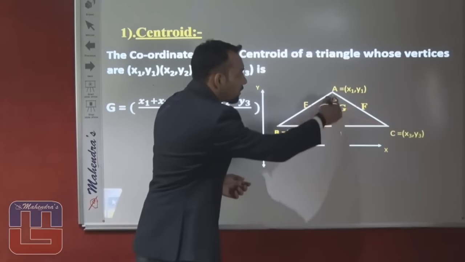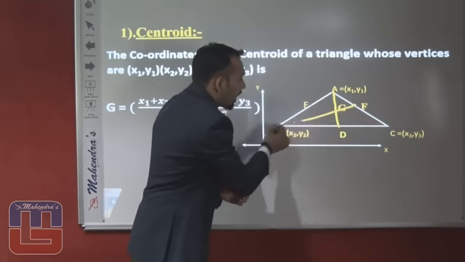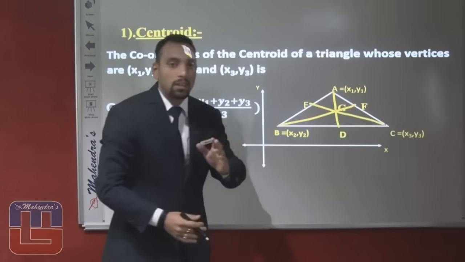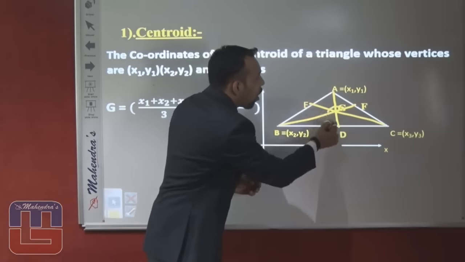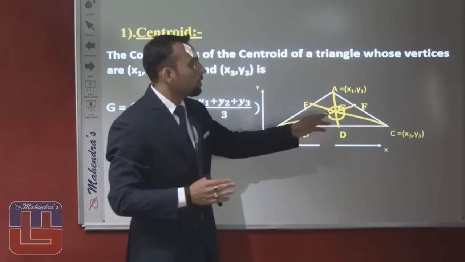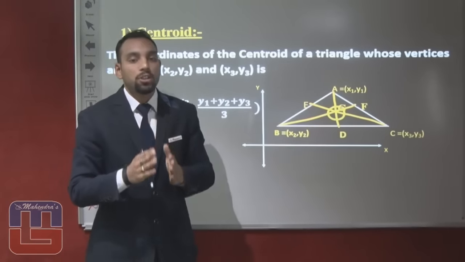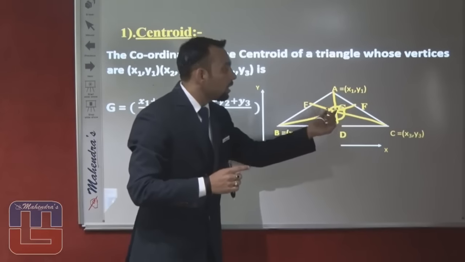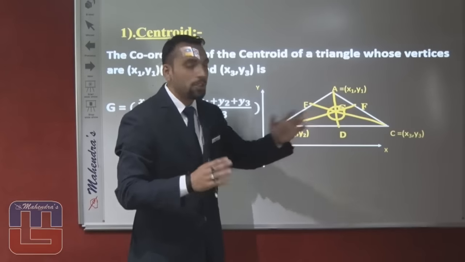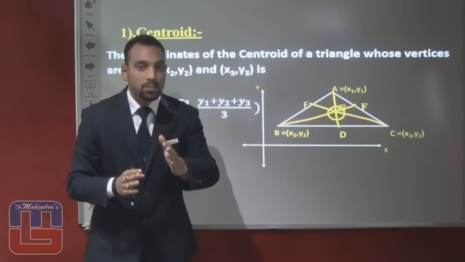There are three vertices A, B, C. You can see this AD is a median, this FB is also a median, and this EC is also a median. The intersection of all the medians is known as the centroid of a triangle, called G. So this G is the centroid of the triangle, and we have to find the coordinates of this point G. How can we calculate the coordinates of this point G? With the help of this formula. What does this formula exactly say?